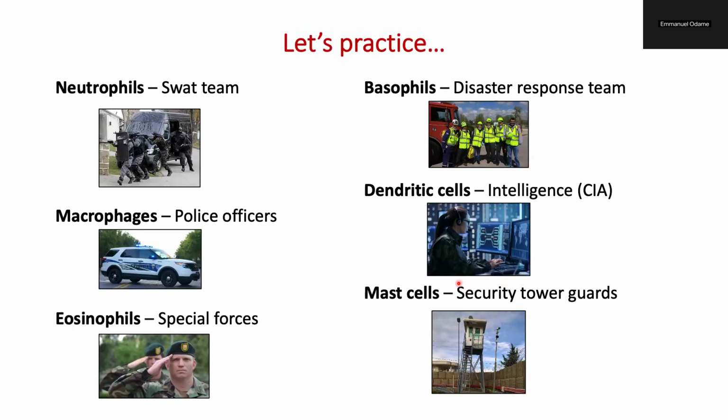So let's practice again. We have neutrophils, which come in as the SWAT team. And then we have macrophages, which are always policing around like normal police officers. But the neutrophils just come in within a short time, get rid of what they have to get rid of, and just go. And then we also have eosinophils, which come in as the special forces when it's extremely needed. And then you can think of basophils as the disaster response team. When there's something extremely present, then the basophils come in. And then we have the dendritic cells, which are more surveilling, as the CIA. And then we have mast cells, which are basically security tower guards.